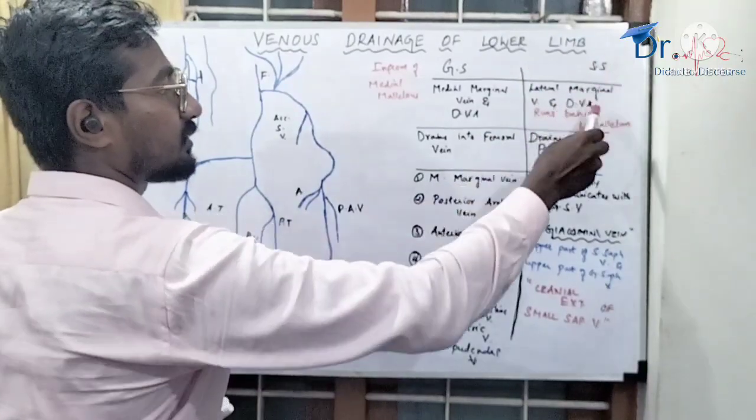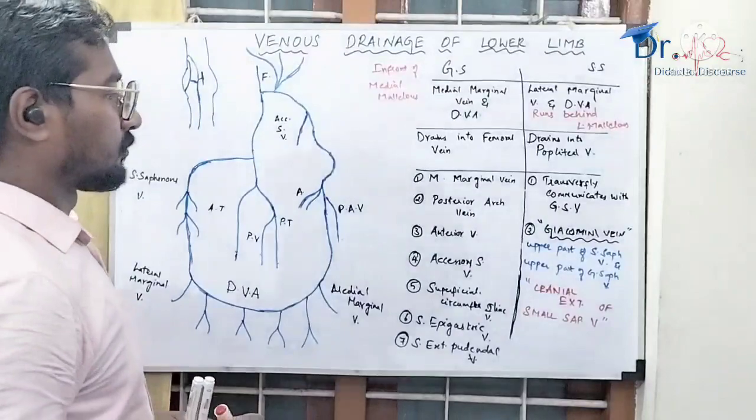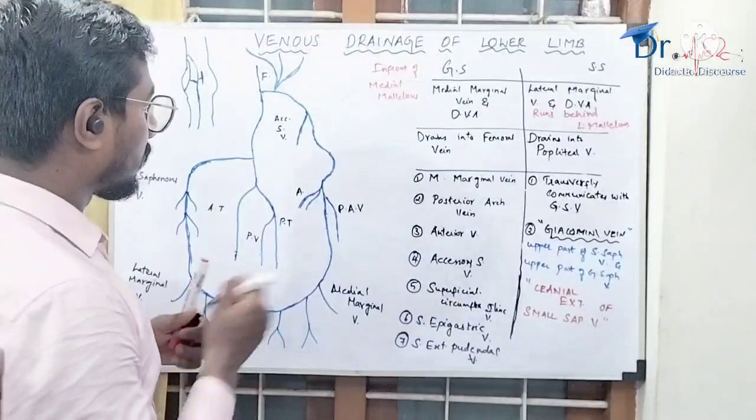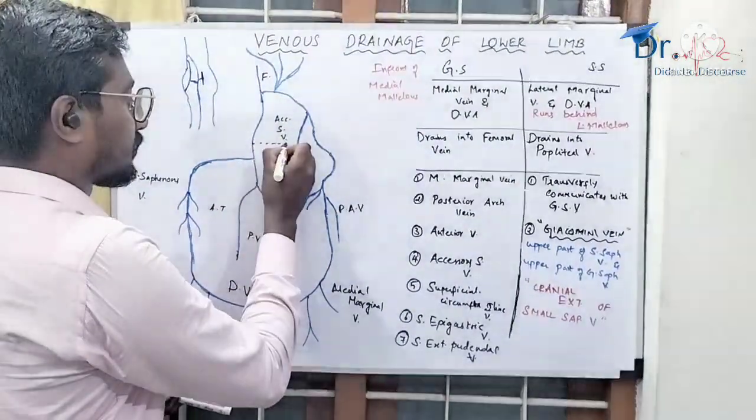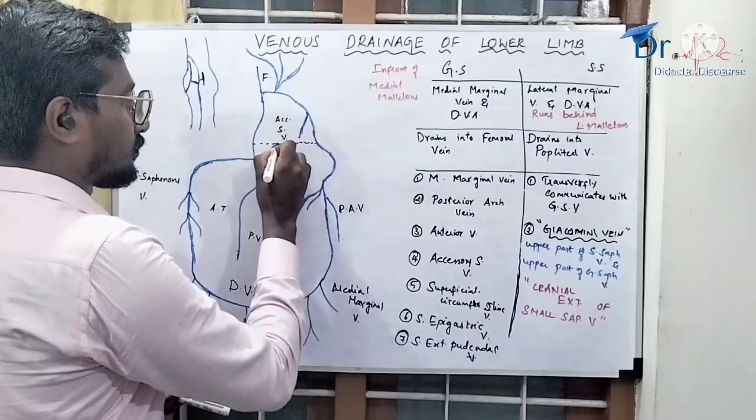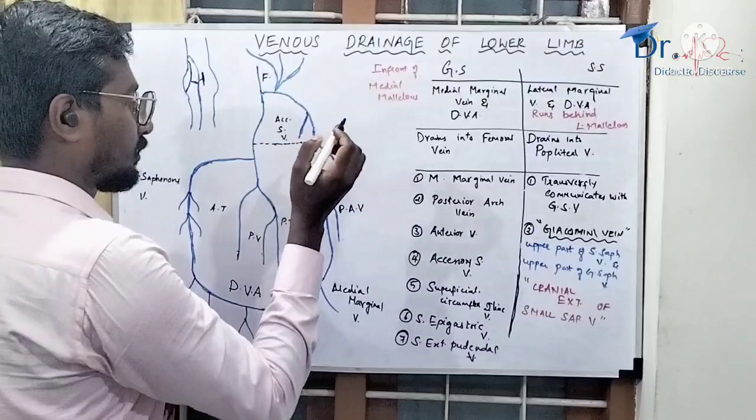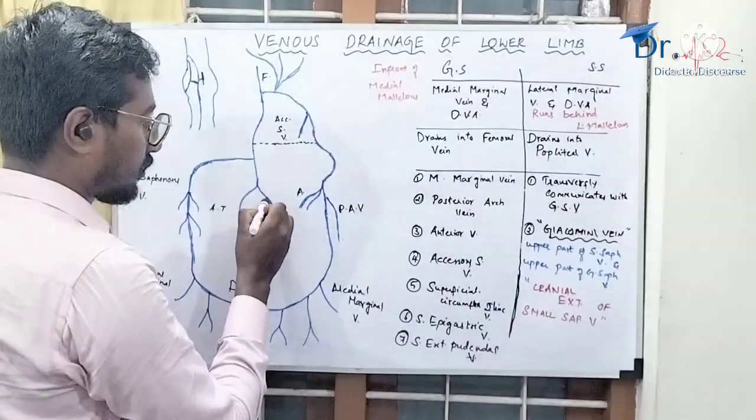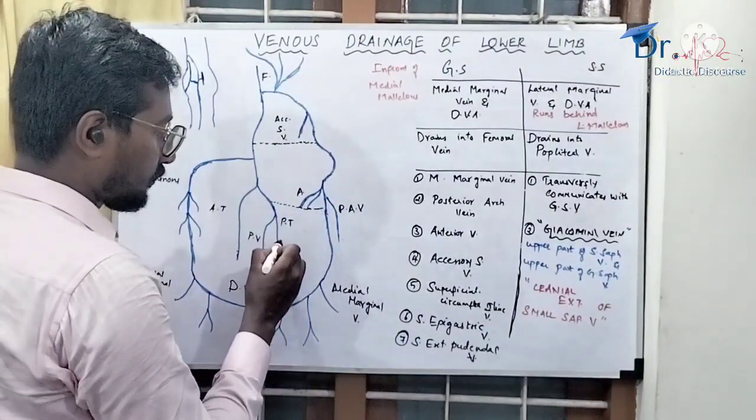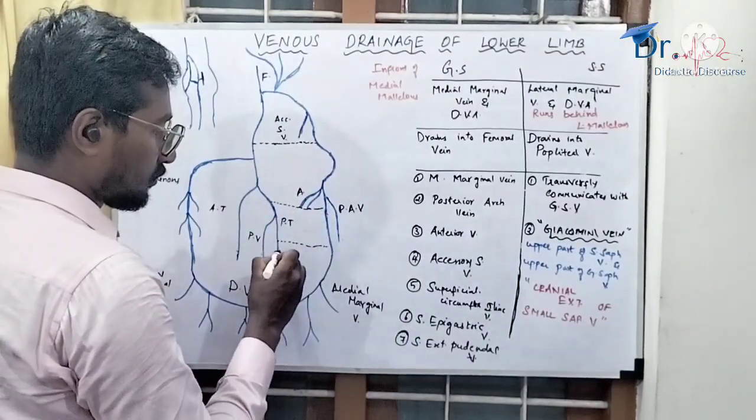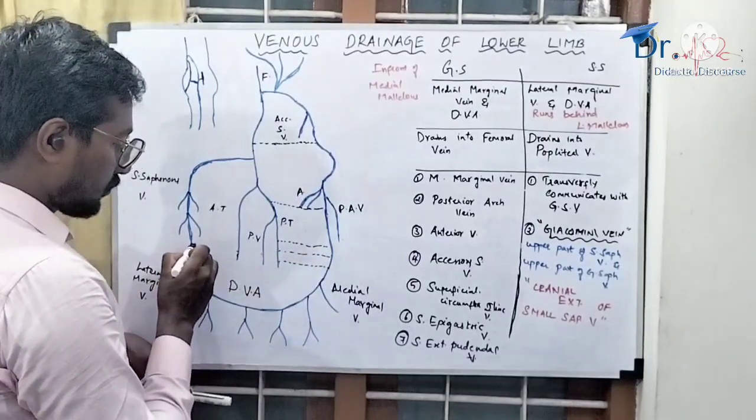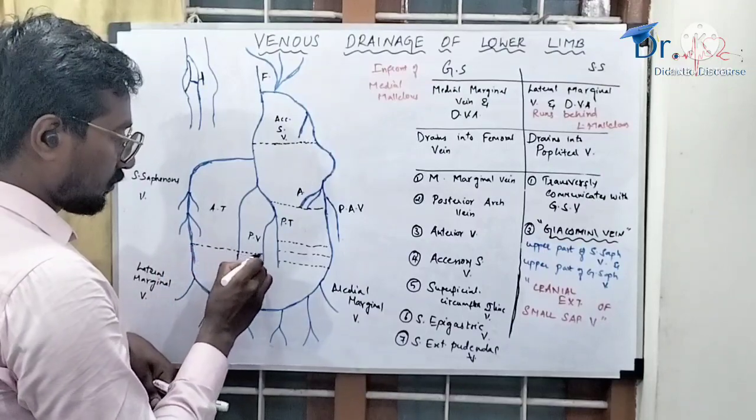As I told you already, the great saphenous vein runs in front of the medial malleolus, and the small saphenous vein runs behind the lateral malleolus. And also you have the perforating veins, which I told you already. You have one perforating vein in the thigh connecting with the great saphenous vein from the side of the adductor canal, and you have one below the knee joint, and you have Cockett's perforating vein, and you have one perforating vein connecting with the peroneal vein.